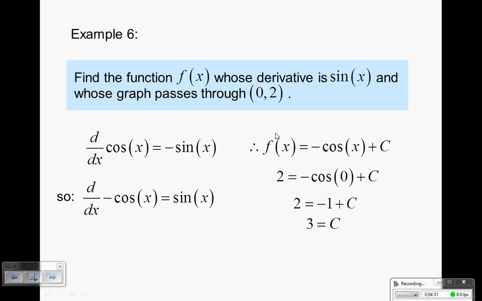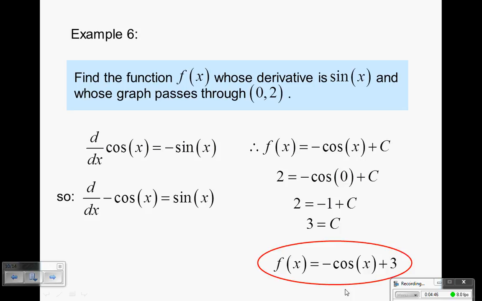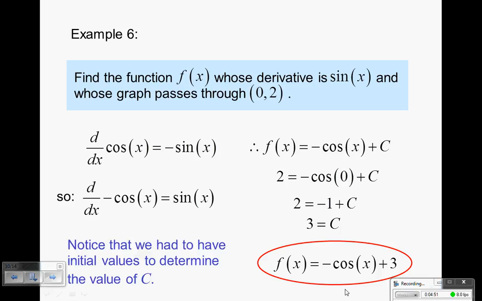So by knowing this point, we had to be given this initial value. And by knowing the initial value, now we can substitute that initial value into our function, and we can actually find out what that constant is. So now we know that the function in question is negative cosine x plus 3. But we had to know that initial value in order to determine the value of c.